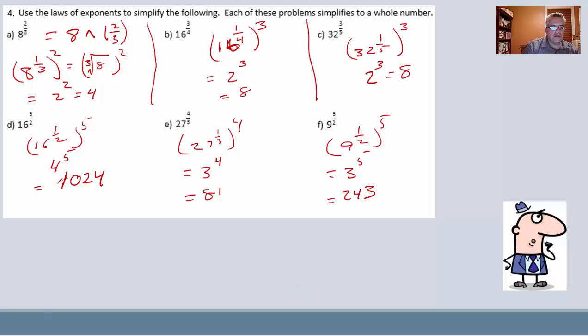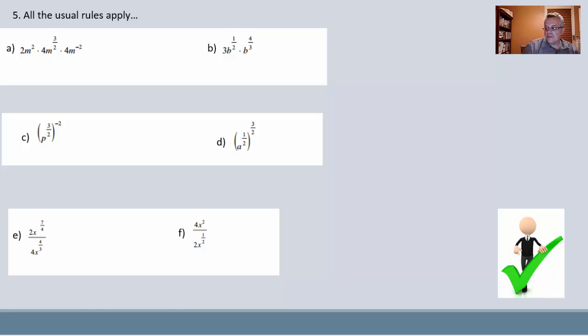Okay. Now, all the usual laws of exponents apply, whether they're positive, negative, or fractions. The usual laws apply. So in a problem like this, we're going to do what we always did. We're going to multiply the coefficients. So 2 times 4 times 4 is 32. And we're multiplying powers, so we add exponents. So this can be m to what we get when we add these numbers. 2 plus 3/2 plus -2 is 3/2. So I'm going to leave it as 32 m to the 3/2.